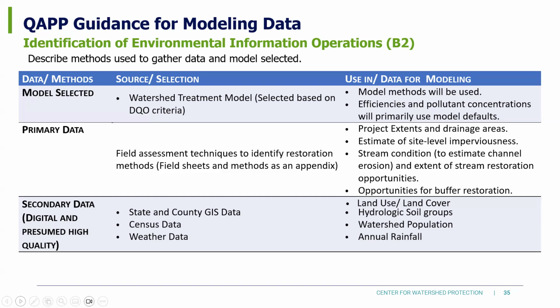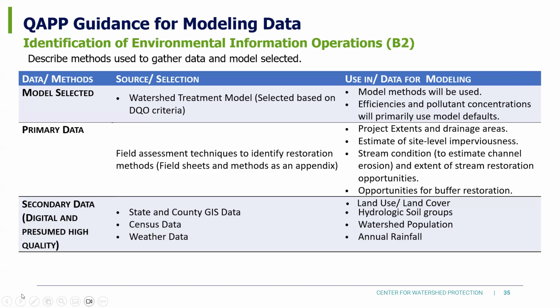Primary data. This is one thing about a model QAPP: you have what you're doing with a model, but sometimes you're also using other data. You're generally using other primary data or secondary data.